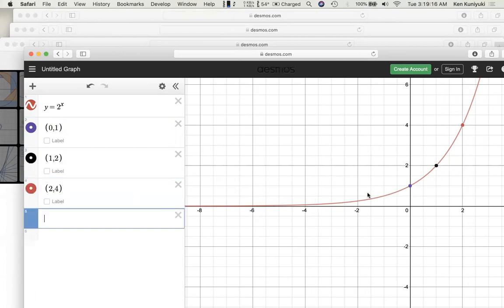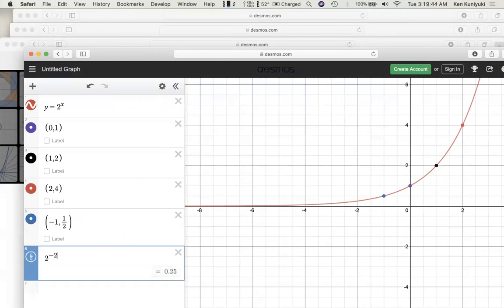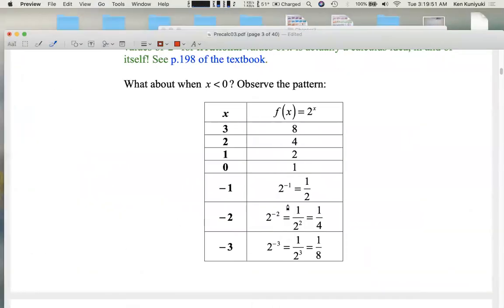But what about to the left of the y-axis? What is 2 to the negative 1? 2 to the negative 1 is 1/2 or 0.5. Remember that? So when we plug in negative 1, we get 0.5 or 1/2, and we get this blue point over here. What about 2 to the negative 2? 2 to the negative 2 is 1 over 2 squared. It's 1/4.